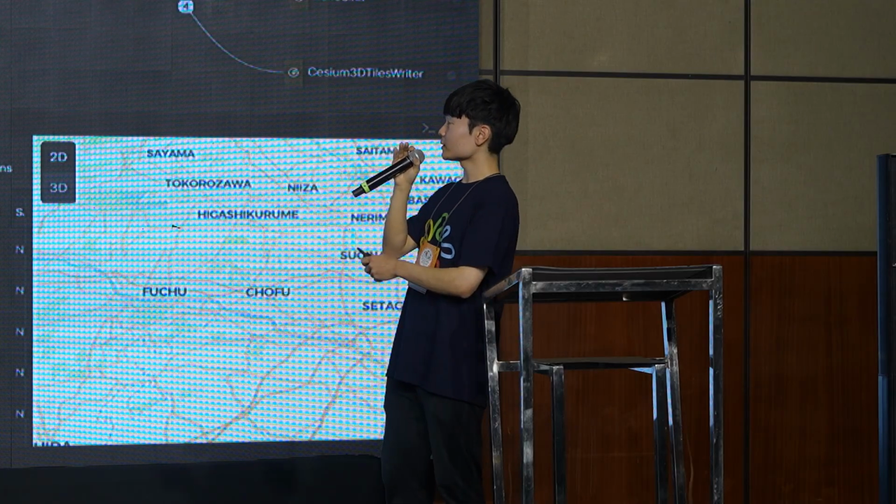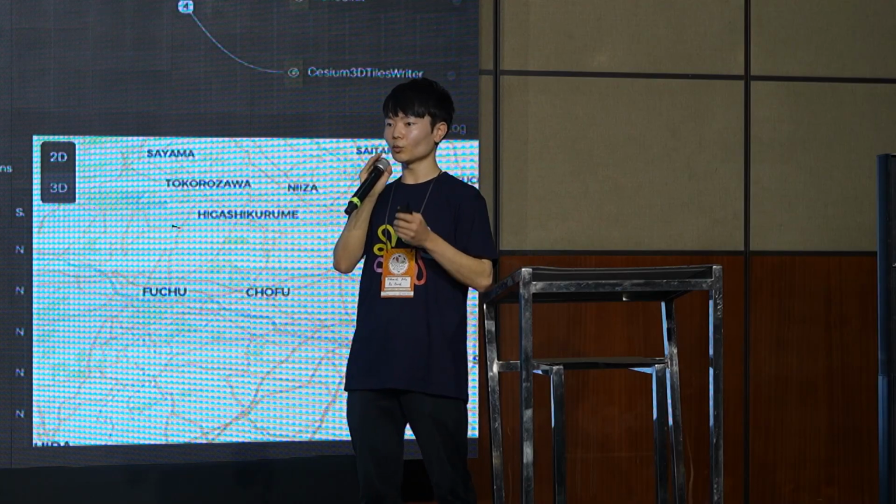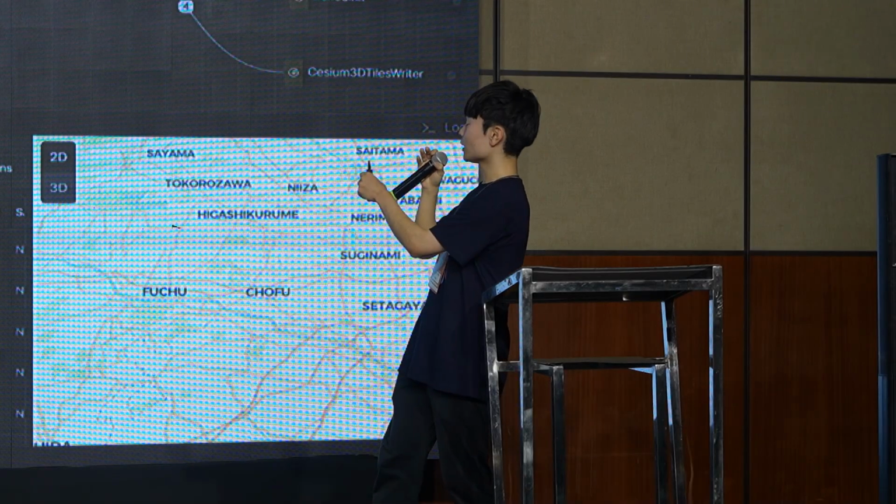So Flow will solve that problem. Flow is visual-based coding, so you can make your own workflow to convert data into another data format, or even do analysis as well. You can combine, for example, in this example you can aggregate attributes, you can also aggregate geometry, and you can also join multiple data into one data format. And then you can export as the other data format.